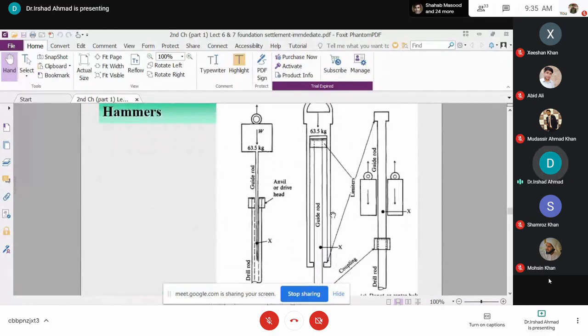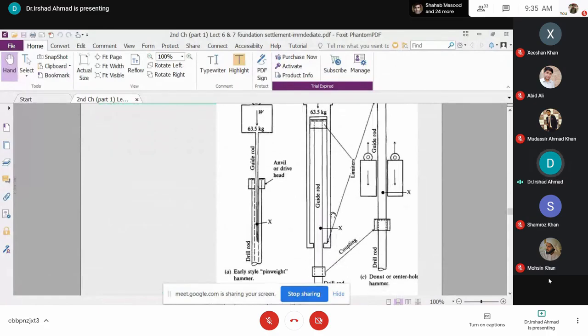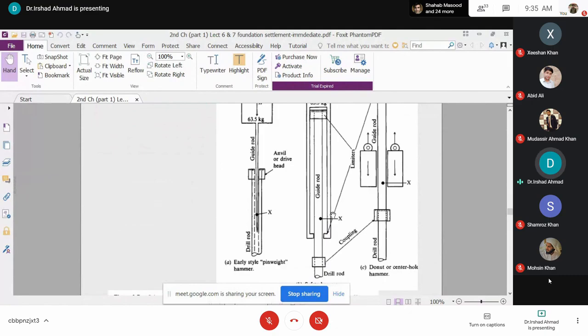These are different hammers that are used in the SPT test.